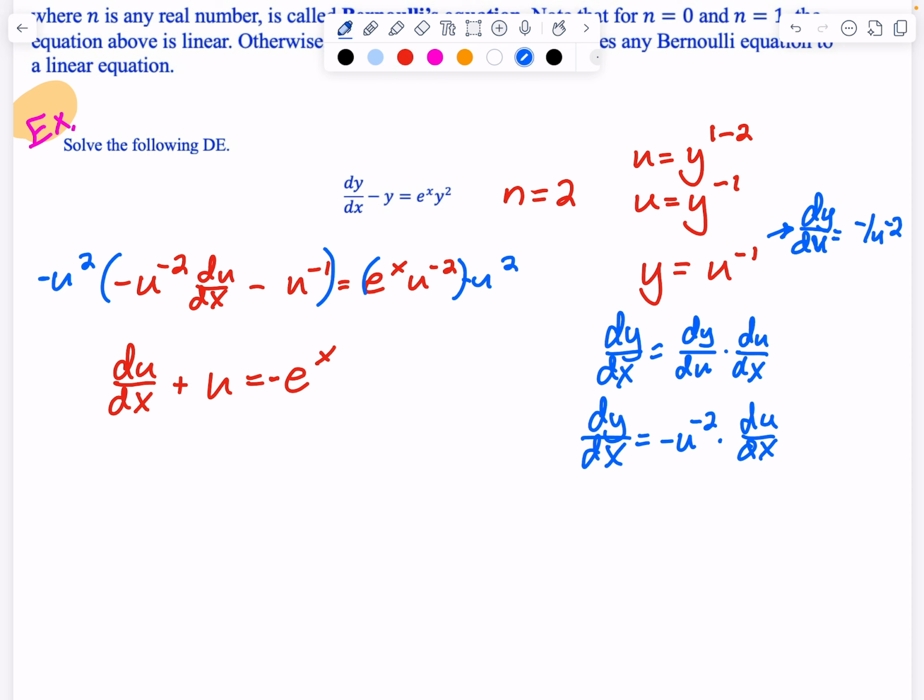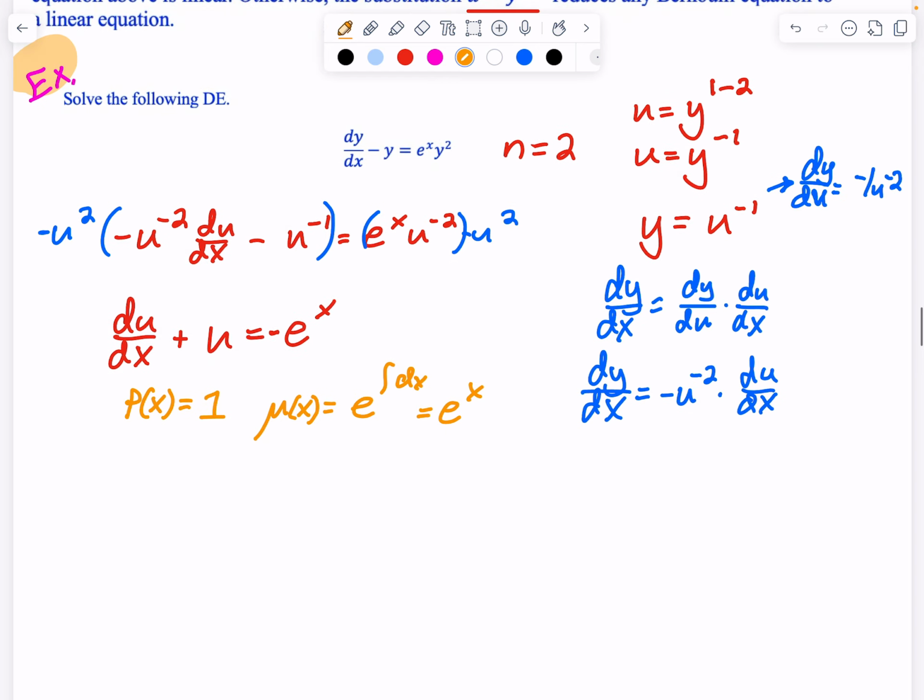So if that's first order linear, then we're going to do p of x, the expression in front of our dependent variable here, which is just a 1, which means my multiplying factor, mu, is e to the integral of 1 dx. That's just e to the x. So I'm going to multiply everything by e to the x. So I get e to the x.